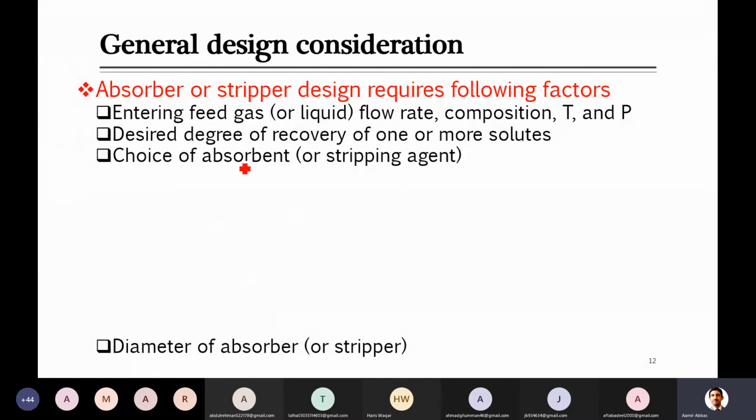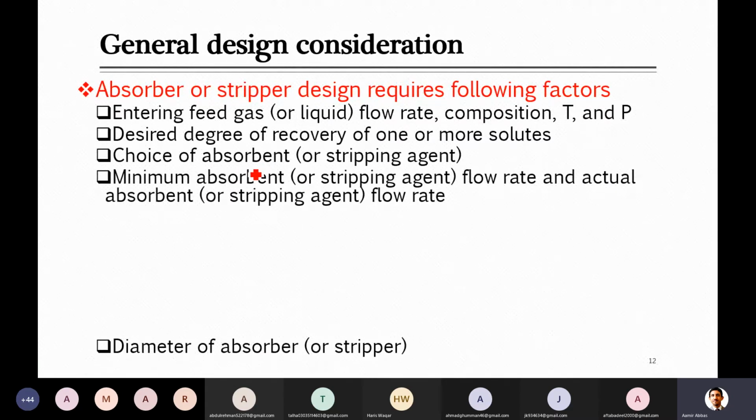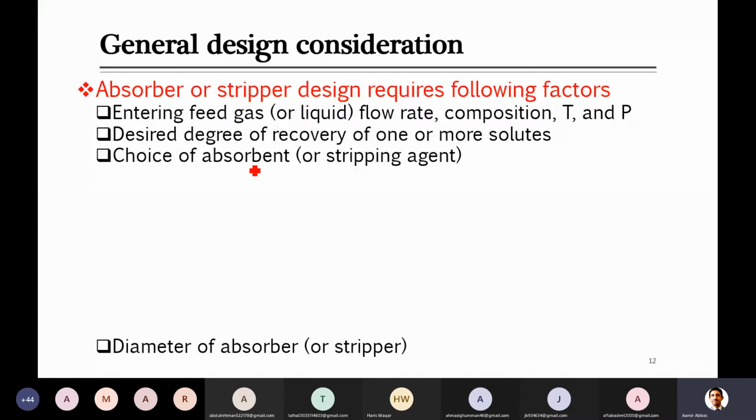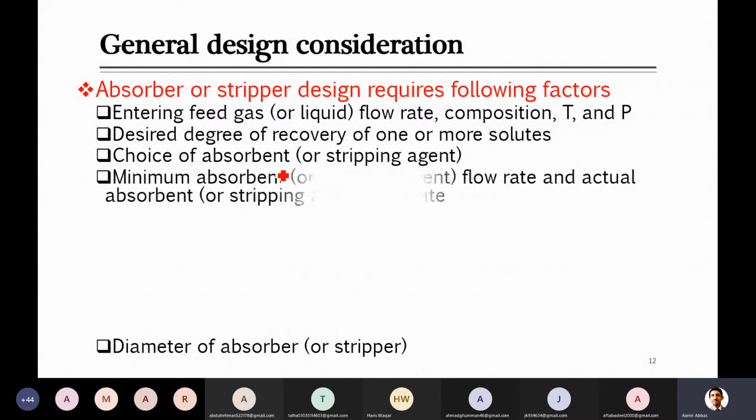Then, the choice of absorbent or stripping agent. Stripping agent is used inside the stripper, and absorbent is the liquid used inside the absorber. For example, if we have a choice of selecting something non-corrosive, then we can use even metallic structure in terms of packed tower, or metallic in terms of spray tower. But if it is corrosive, then you don't have any other choice. It is good to go with ceramic and plastic.